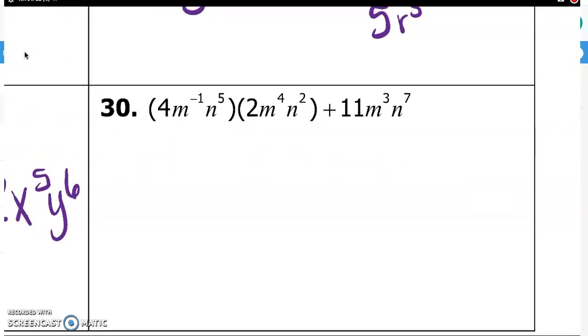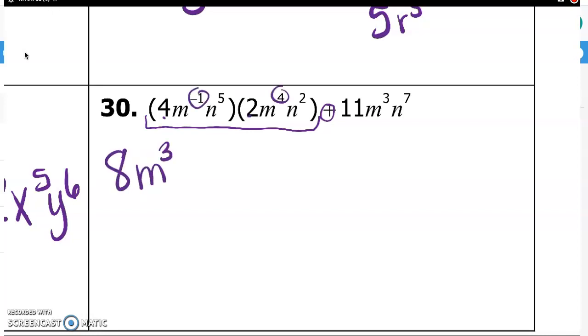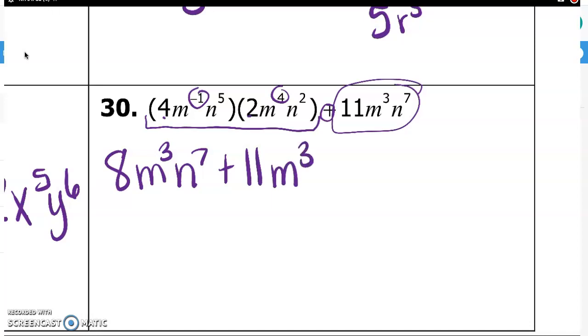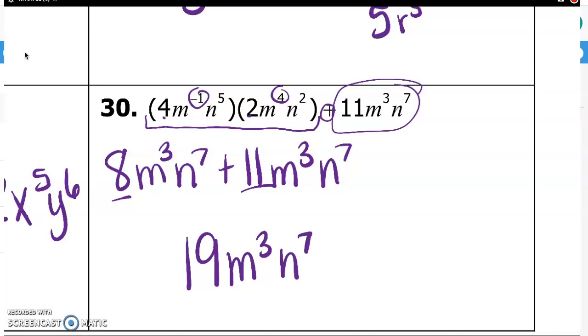Number 30, we have to do this multiplication before we can do the addition. So 4 times 2 gives me 8. Add our exponents, m to the 3rd, n to the 7th. So it does match, so we can add them together. If you do one of these problems with addition or subtraction and your exponents don't match, that means something went wrong. 8 plus 11 is 19. Exponents stay the same, m to the 3rd, n to the 7th. That's your final answer.